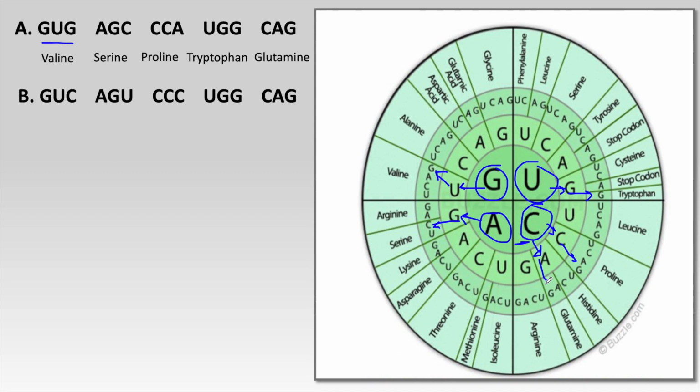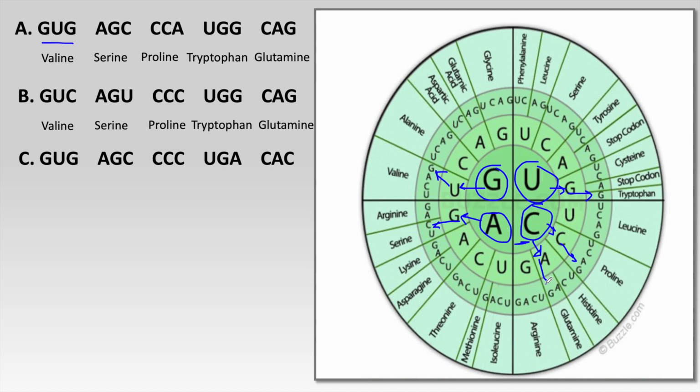If you want, pause the video and try it by yourself. Then run the video again and compare your answer with my answer. We'll come back. Let's see, compare your answers with my answer. Valine, serine, proline, tryptophan, and the glutamine. Let's move to choice B. Again, pause the video, do your work, and compare your answer. Again, we'll come back. Let's see.